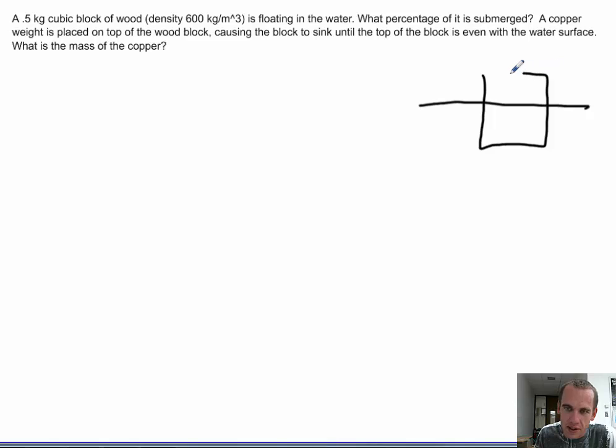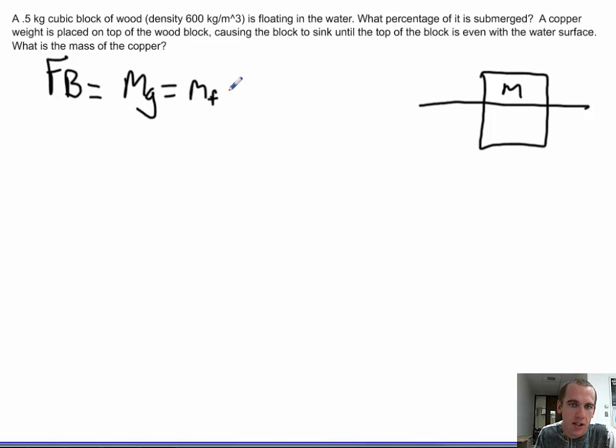So I'm going to look at this thing. My block is floating in the water. And what I know, if this thing is going to float, is the buoyant force, F_B, is equal to its weight, mg. But the other thing that is true is this is equal to the weight of the displaced fluid. So this would be the mass of the fluid times g. Those two things are the same.